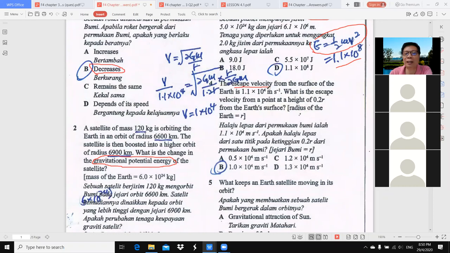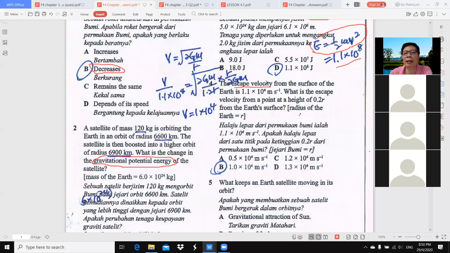Escape velocity is what? What is escape velocity? It's the velocity of an object to escape from the surface of the Earth, escape from the gravitational pulling of the Earth. You want to escape from the Earth, you must have escape velocity.